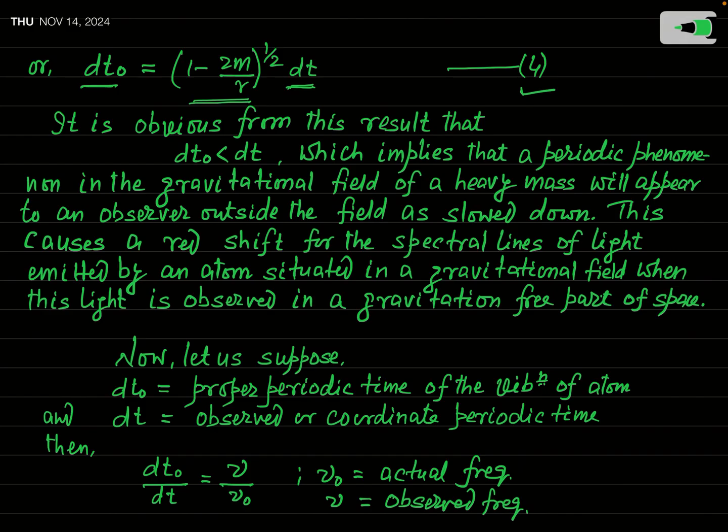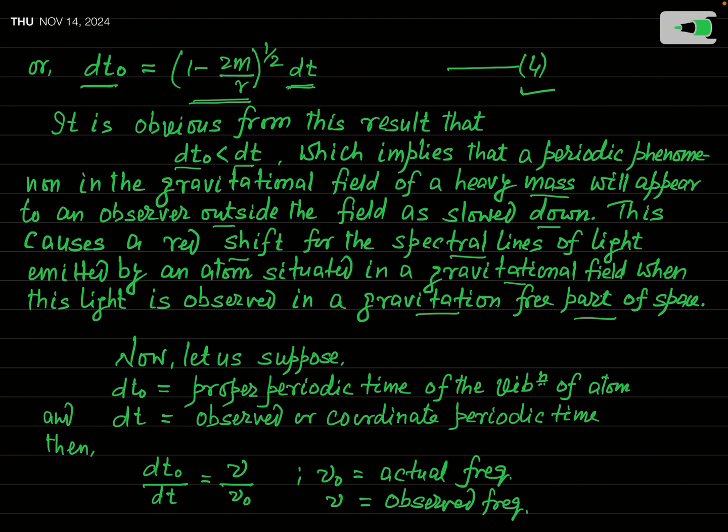Now what this dt naught less than dt refers to, actually this result implies that a periodic phenomenon in the gravitational field of a heavy mass will appear to an observer outside the field as slowed down. It becomes slower. And this actually causes the red shift for the spectral line of light emitted by an atom situated in a gravitational field when this light is observed in a gravitation free part of the space.